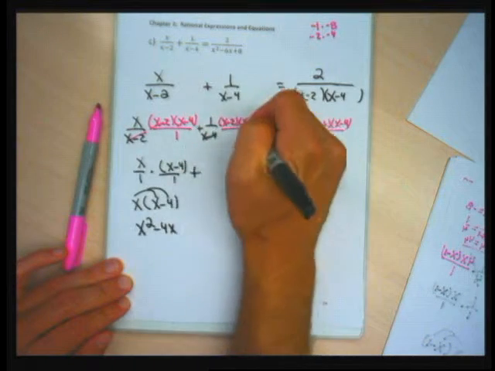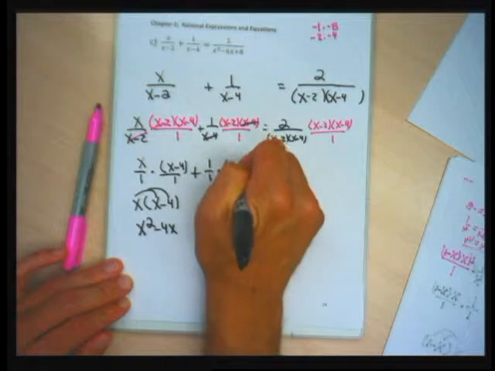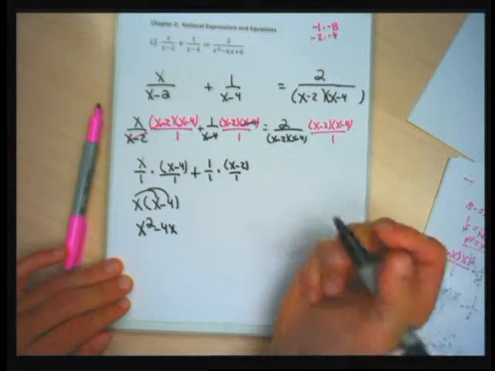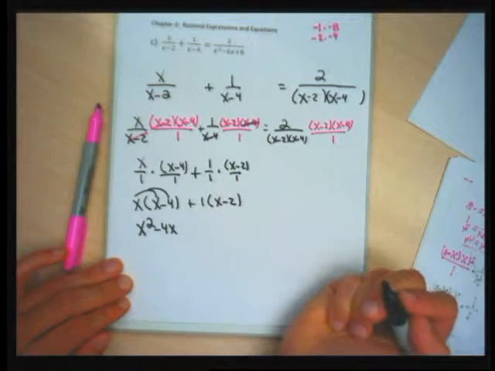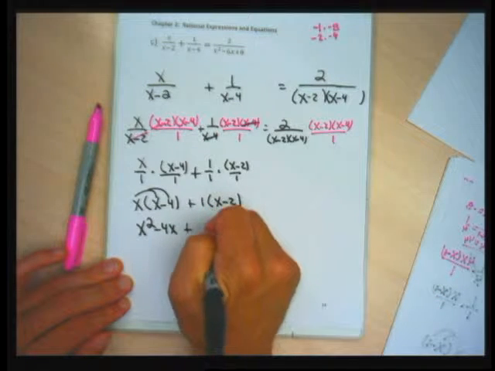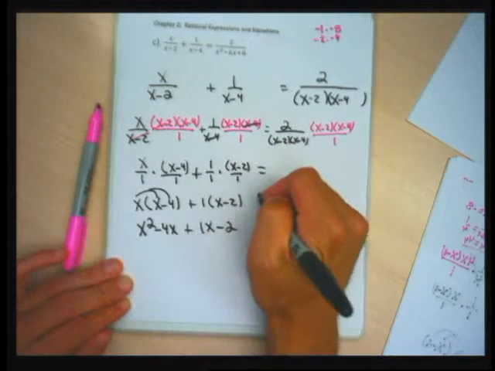Second piece, I cancel the x minus 4s. I get 1 over 1 times x minus 2 over 1. Don't need the over 1s. Don't really even need the 1s. Really what I have is 1 times x minus 2, which is just 1x minus 2, or x minus 2. You don't have to have the 1, but it's okay to have it. Might make it easier to have that 1.